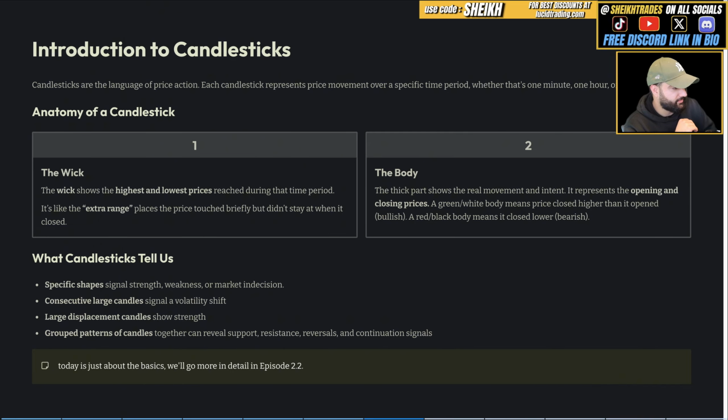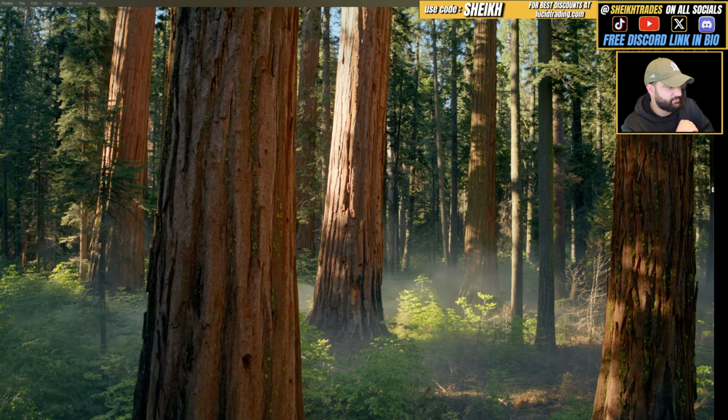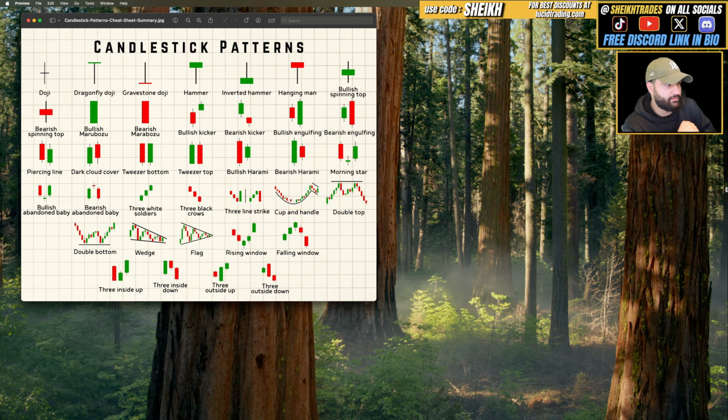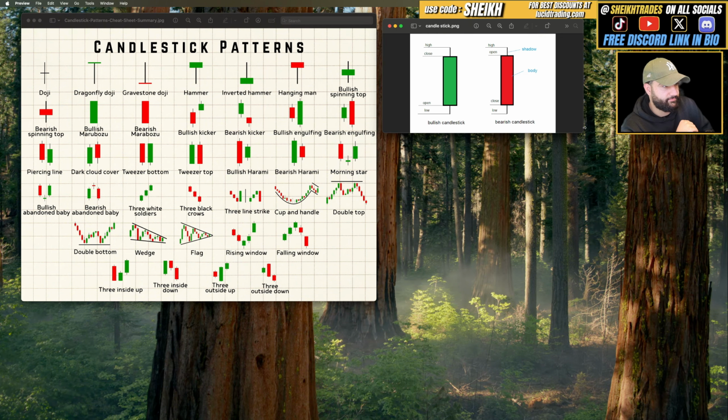I can open a quick candlestick pattern chart that I've already prepared for you guys. Let's see. There you go. And this one as well. So as you can see, candlestick patterns. Don't get overwhelmed with all of this.